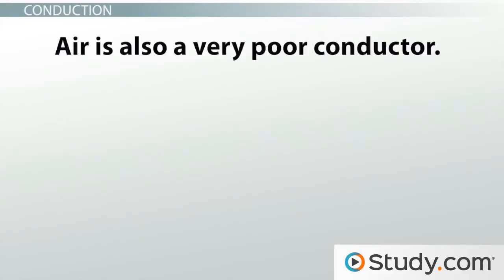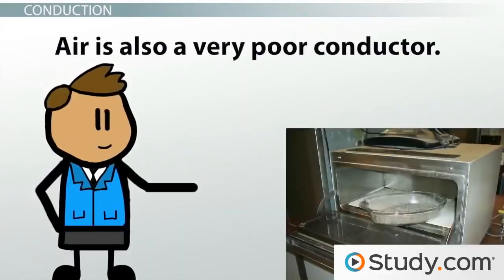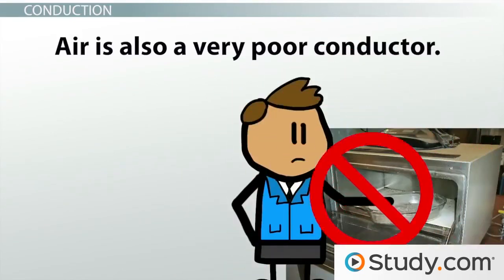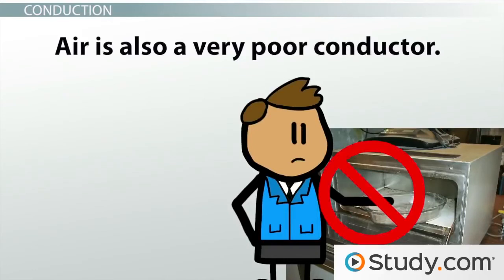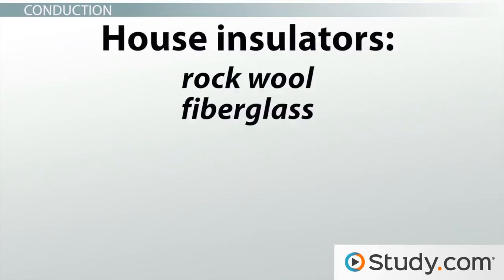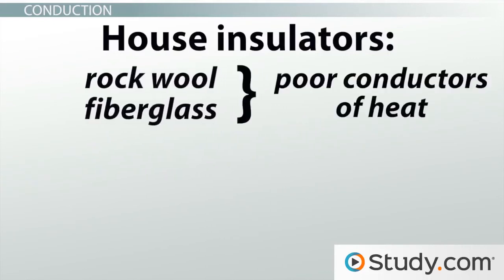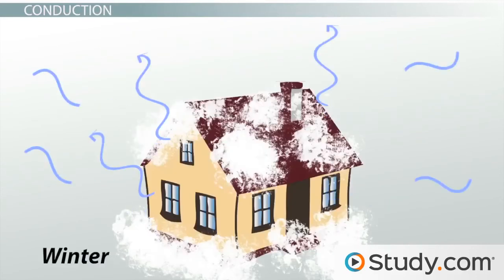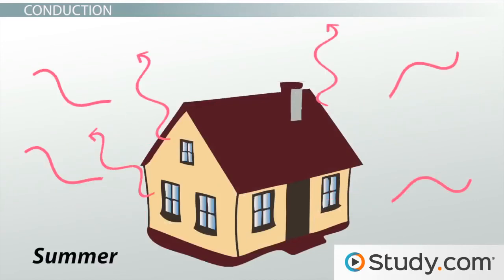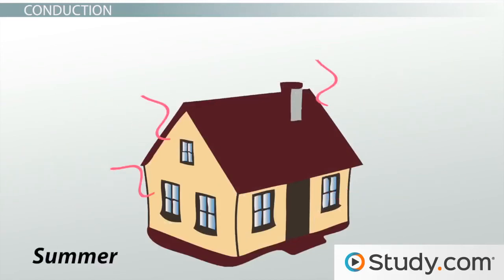Air is also a very poor conductor, which is why you can reach your hand inside an oven to grab a dish without burning yourself, unless you forget your oven mitts and grab the dish itself. Your house is insulated with something like rock wool or fiberglass because these substances are poor conductors of heat. Imagine how cold your house would be if there was no protection from the cold outside during winter, or how hot it would be if you weren't protected from the heat outside in the summer.